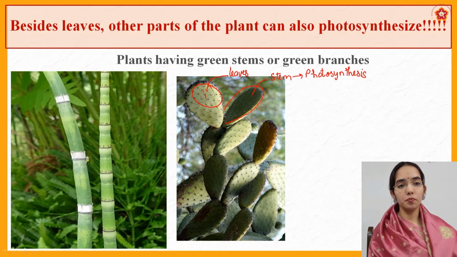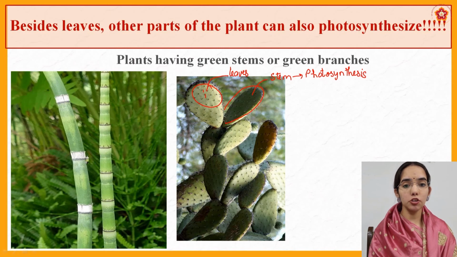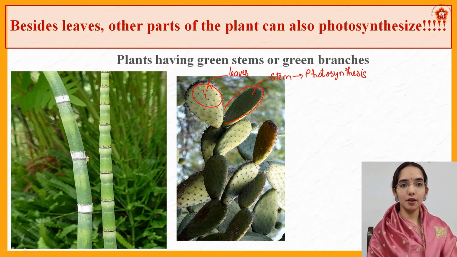Why is it so? Because in deserts, it's really hot, the sun is really harsh. So if leaves perform photosynthesis, on leaves the stomata are more. So the water will easily evaporate. But then the leaves become spines, so water loss will be less, and then stems become flattened and they perform photosynthesis. I hope it is clear.